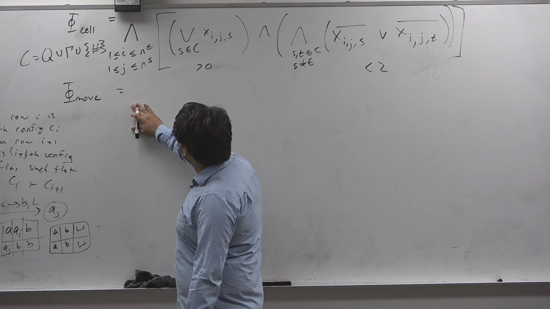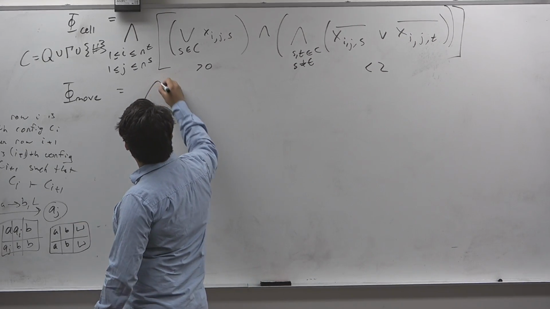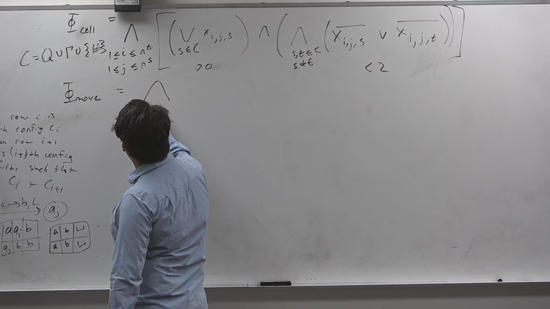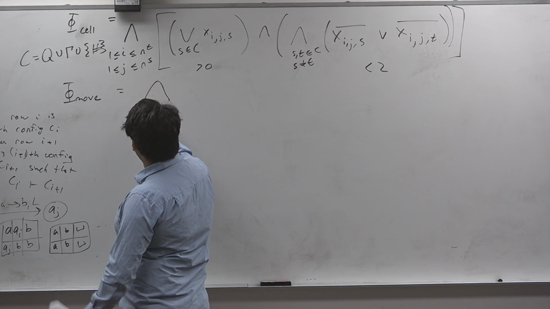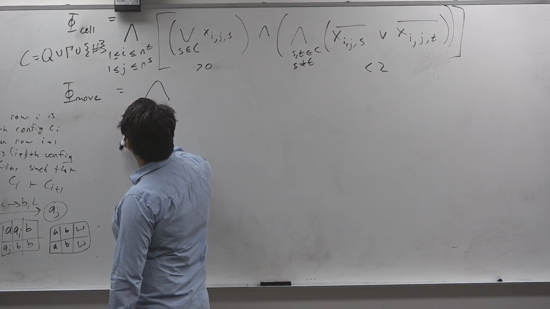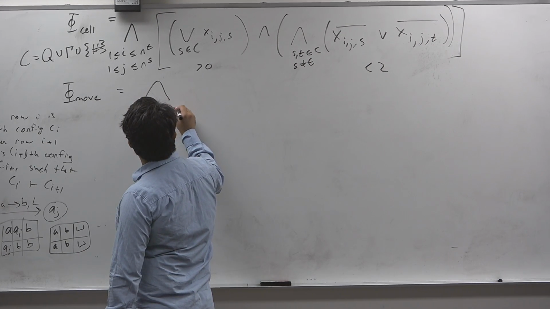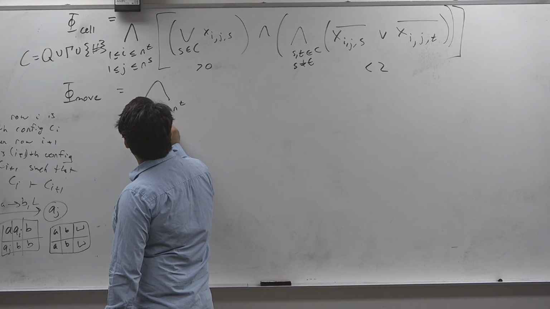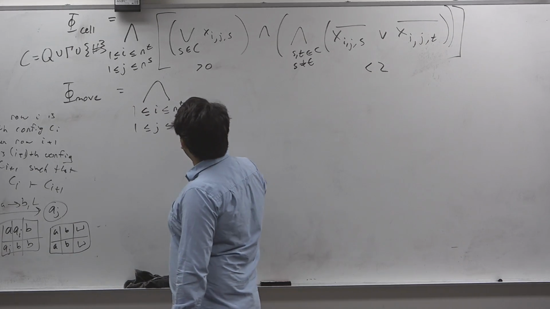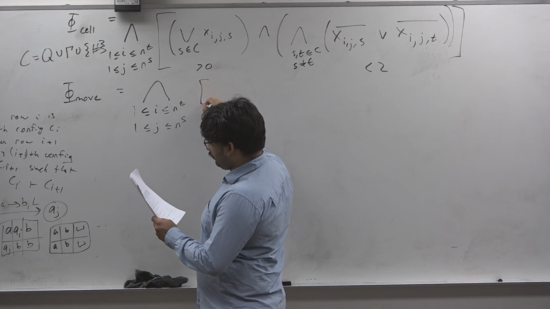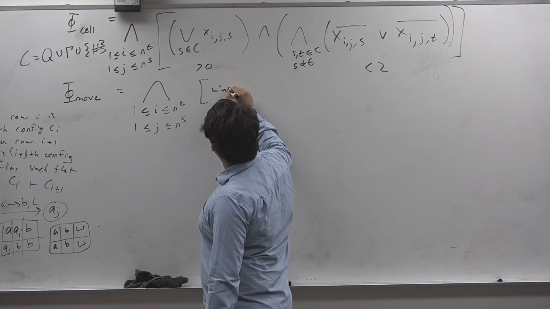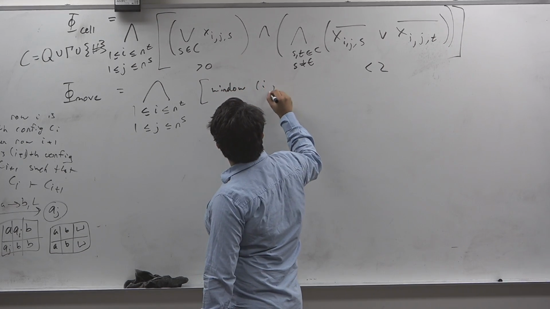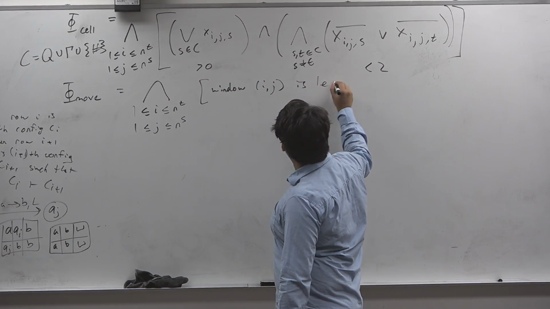So all phi move is going to do is double for loop over each 2x3 window, and there might be some minus ones and stuff necessary here. 1 less than or equal to i, less than or equal to n to the t. 1 less than or equal to j, less than or equal to n to the s. And then we're going to ensure that window i comma j is legal.